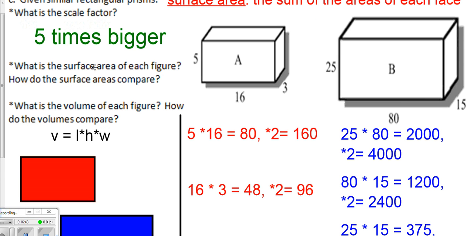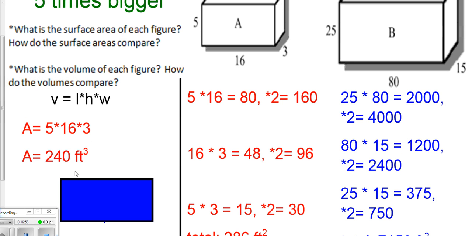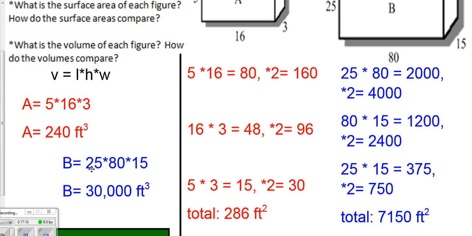Now we need to find the volume of each figure. So that's how much space is on the inside of each box. To find that, it's length times height times width. So just multiply these three numbers. So the volume of box A is 5 times 16 times 3 is 240 feet cubed. We do it in feet cubed because it's 3 dimensions. Same thing with box B. We would do 25 times 80 times 15. And we would get that it would be 30,000 feet cubed.